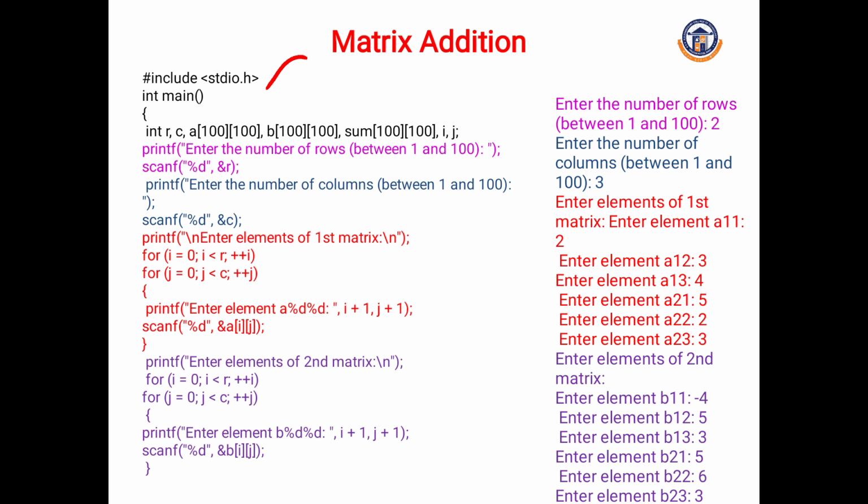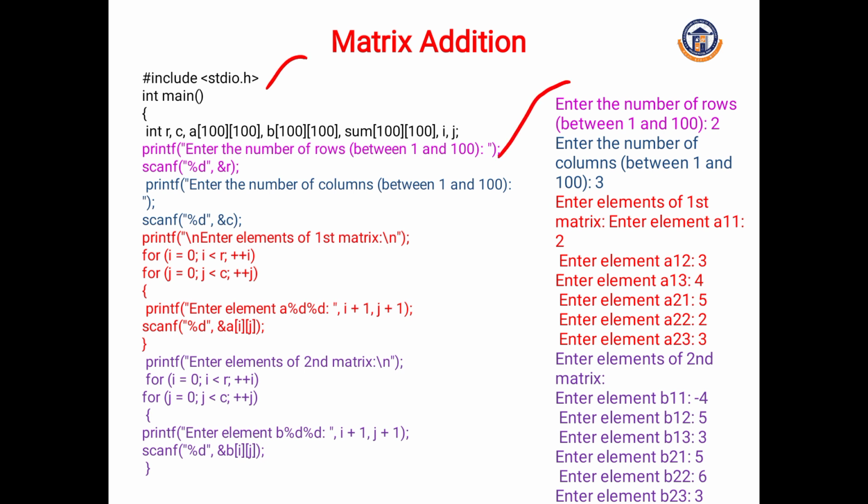That we are initializing: A[100][100] with rows and columns, and B[100][100] with rows and columns. Obviously the sum matrix will have the same size as A and B, so it is sum[100][100]. Next we are going to enter how many rows and columns, within 1 to 100, which we have defined already. That was done using this printf statement.